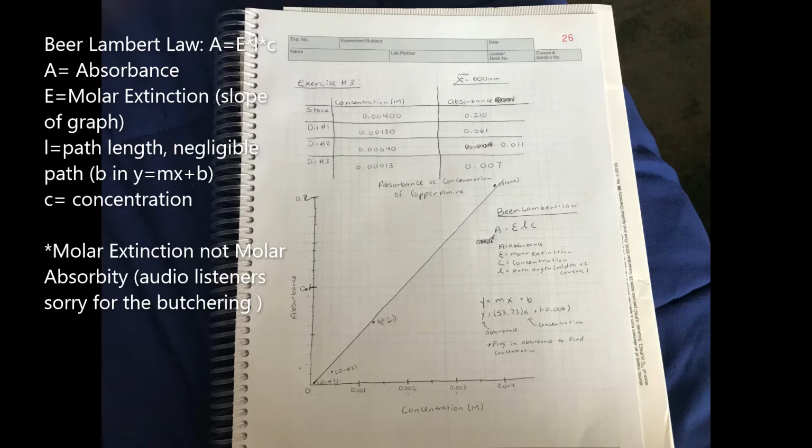Beer-Lambert law is a law that assumes that the absorbance is directly proportional to the concentration of a substance. The absorbance and the concentration also have a linear relationship, which is shown in the graph.